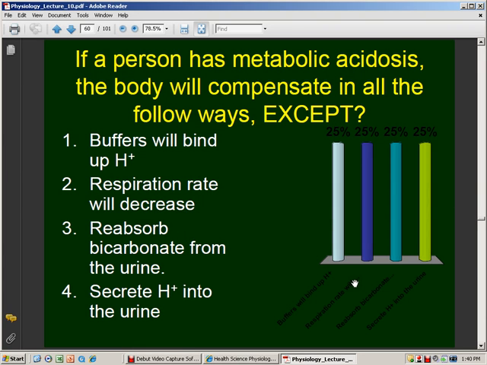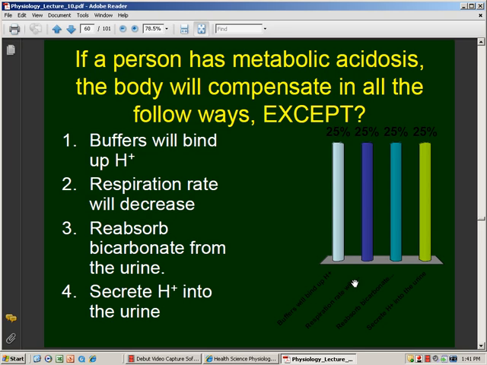All right, so if you got a question like this: if a person has metabolic acidosis, the body will compensate in all of the following ways except. So first, it's metabolic acidosis. What's the ratio? Higher or lower than 20 to 1? It's less than 20 to 1, so it's under 20 to 1. What's the cause? Too much bicarbonate? Too much acid. Metabolic. What's the focus? It's not the CO2, the acid. The focus is the base.